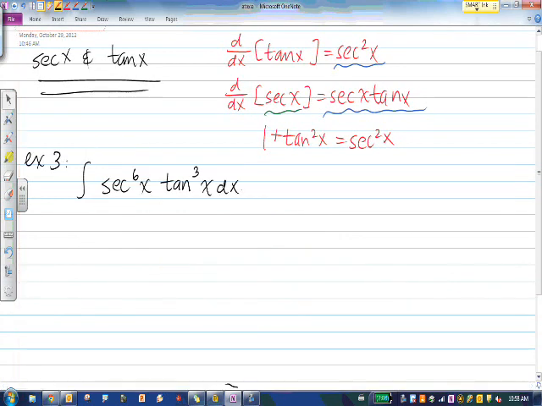Okay, in this last example, what if you have a situation where you could go either way? You could either pull out a secant squared, which will still leave an even number, or you can pull out a secant tan, which will still leave an even number, and you can use the identity, in which case it turns out it doesn't matter which method you use.